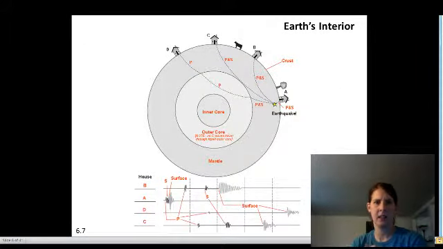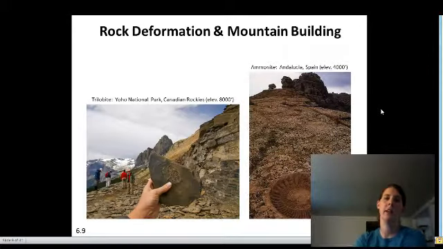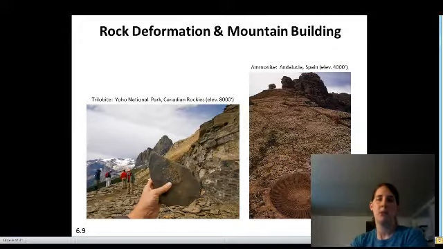Okay, so that breaks it down for you. It just shows you your PNS, your PNS, your PNS just barely missing the inner core, but then it's just the P waves moving through the inner core. Now I'll talk more about that when we get to the section on earthquakes, but for now let's talk about rock deformation and mountain building.